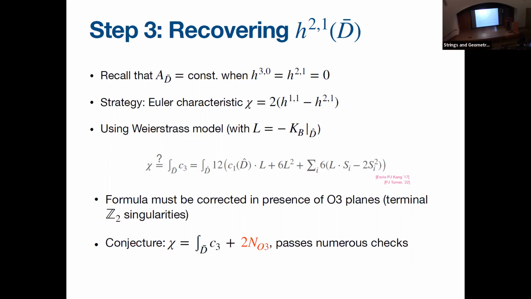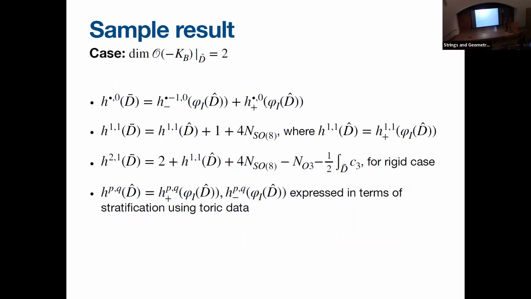So we have a conjecture for the correct formula here, and it's to use this expression, which can be thought of as the integration of the top Chern class over the vertical divisor, plus a correction term that depends on the number of O3 singularities. And this passes numerous checks. So these are the three steps, and I just flash here a sample result without spelling out all the gory detail of the formulas. They are a bit lengthy, but they're quite nice nonetheless.